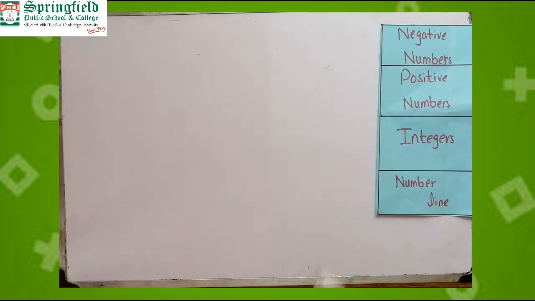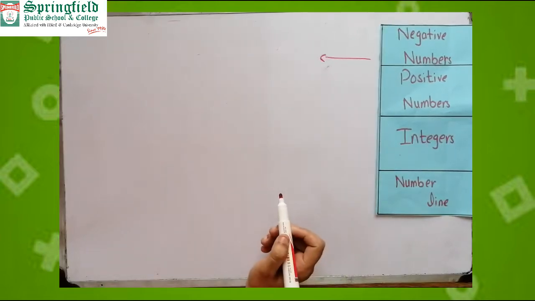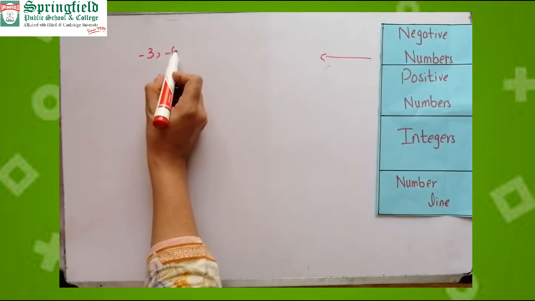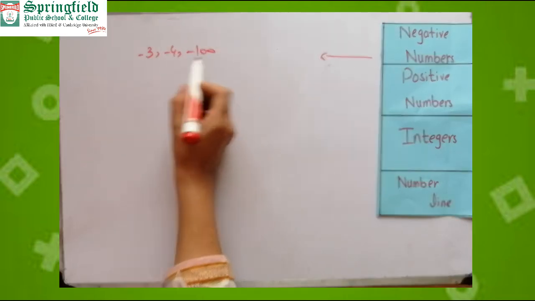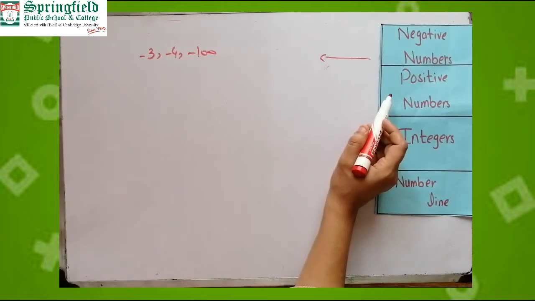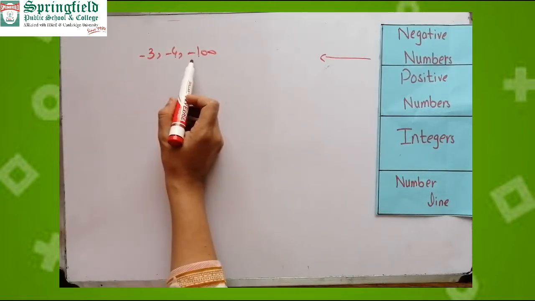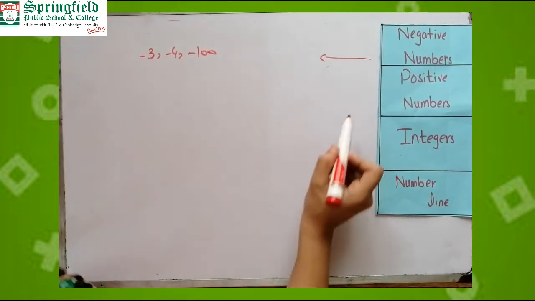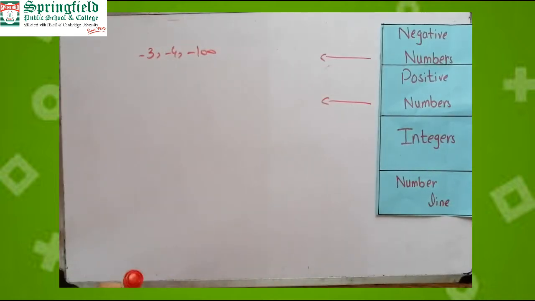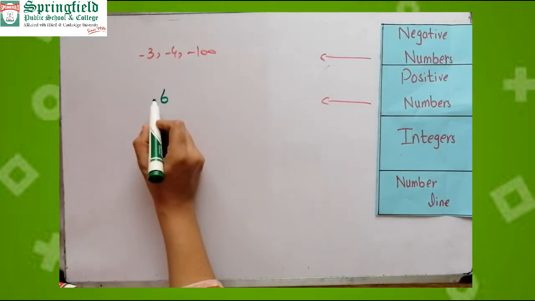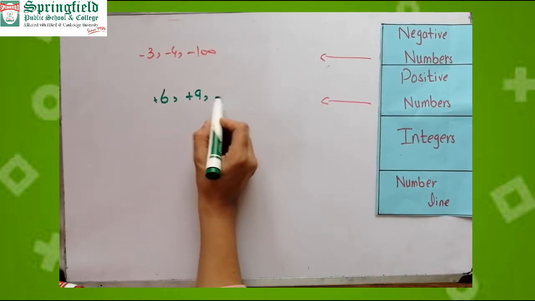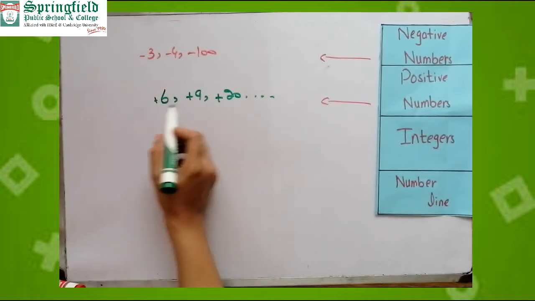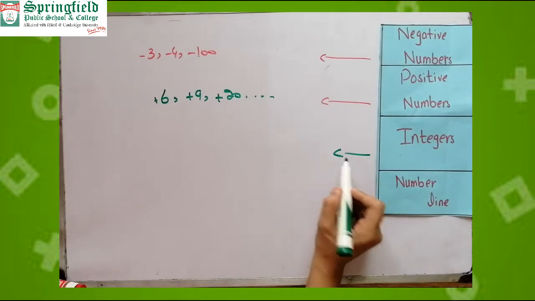First, negative numbers. The word negative is used. It means -3, -4, -100 and so on. These numbers are called negative numbers. Why? Because these numbers have the negative sign. Due to the negative sign, we call these numbers negative numbers. Positive numbers: positive numbers have the positive sign. So +6, +9, +20 and so on, these numbers are called positive numbers due to the positive sign. And now come to the integers.